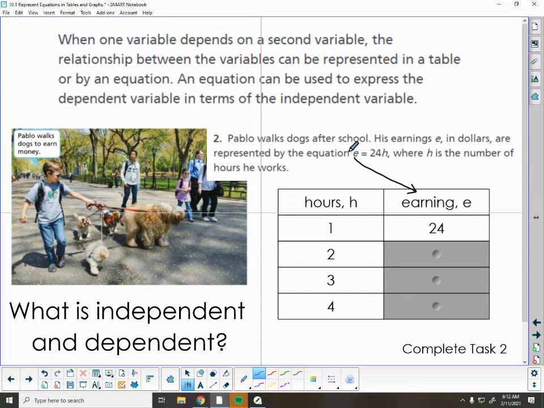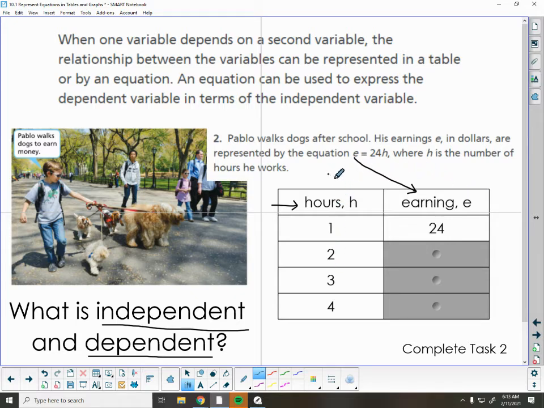So how many dollars he earns depends on how many hours he works. H is the hours he works, and E is how much he can earn. Independent, so he gets to choose how many hours he's going to work. Does he want to walk dogs for 1 hour, 2 hours, 3 hours, 4 hours? And how much money he earns depends on how many hours he chooses to work.